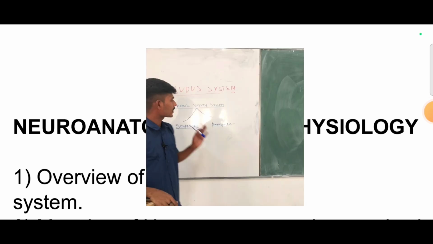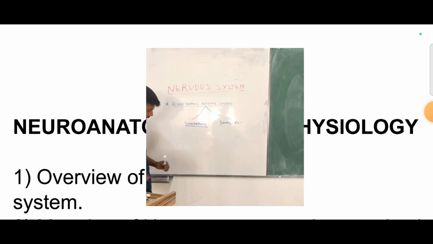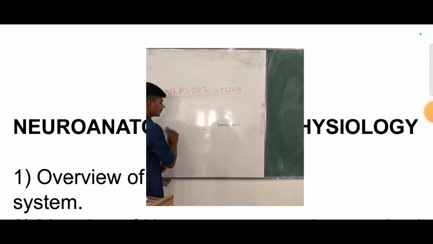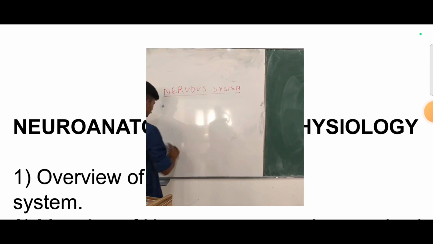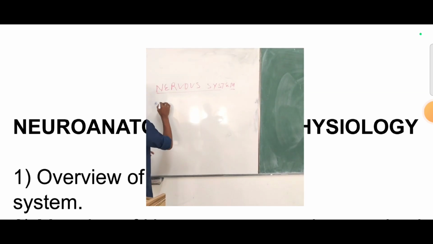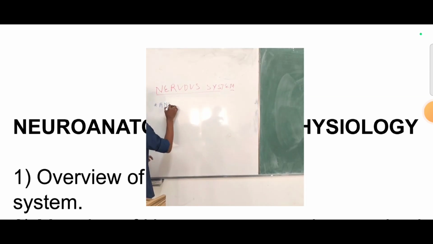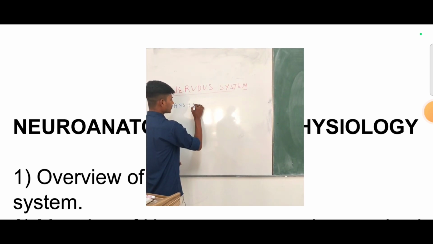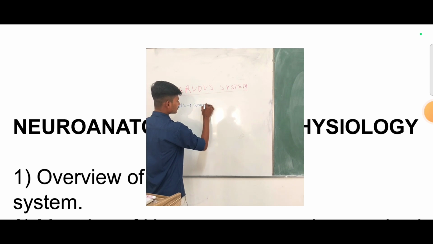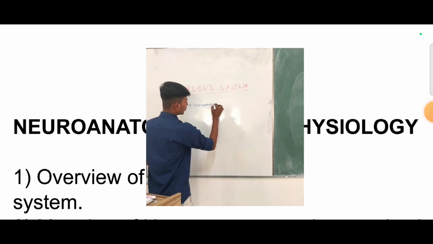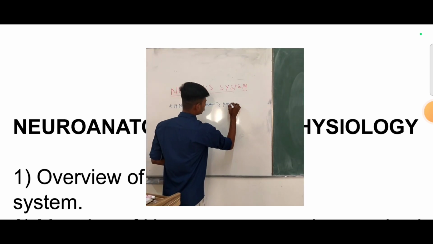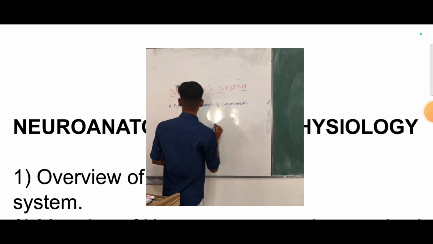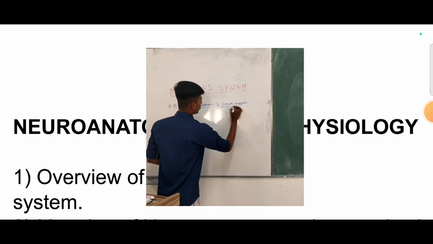So hope you are clear with this term, the autonomic nervous system. In one word we can say, the autonomic nervous system will work in two ways, the sympathetic and parasympathetic way. Clear? The sympathetic and parasympathetic way.